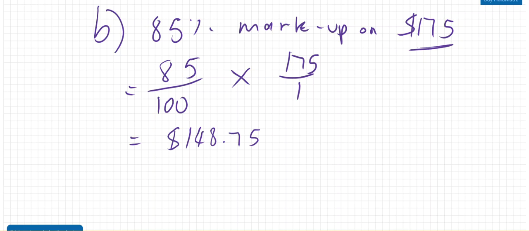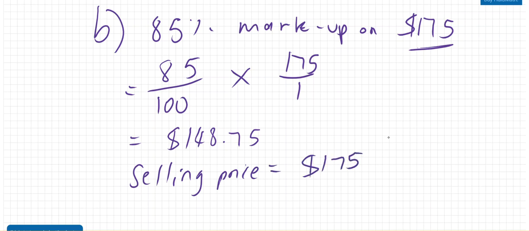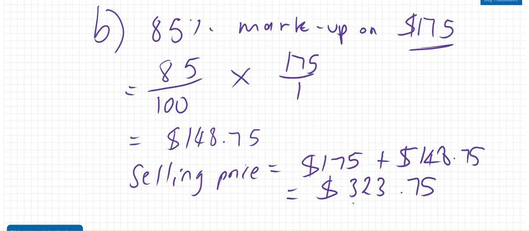Okay, so that's the markup price. That's how much extra they will be charging the customer for this product. Now, this isn't the answer to the question. If this is how much extra they're charging us, what's the selling price? The selling price you will see in the shop will be the original price they bought the product for plus the 85% markup, which is $148.75. Which leaves us with a total of $323.75. So that should have been your final answer.